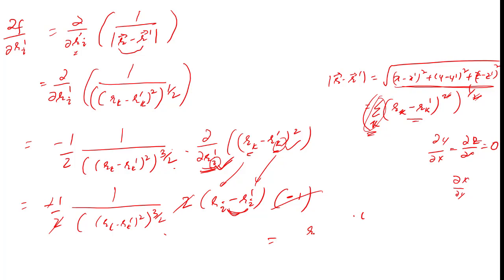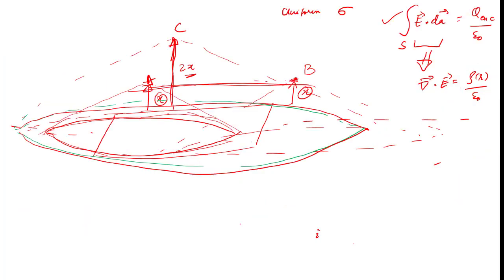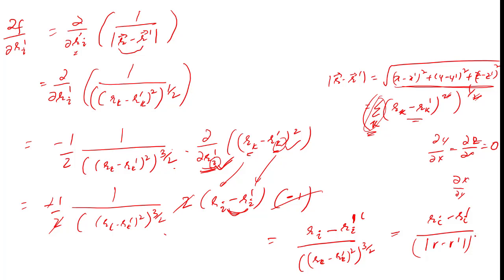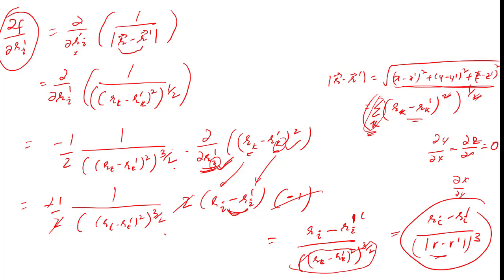So then I can write this as ri minus ri' divided by (rk − rk')² to the power 3/2. So this is simply writing it as ri minus ri' by |r − r'| whole cube, because this 2 and 1/2 give you r − r'. So that's the result for ∂f/∂ri'.